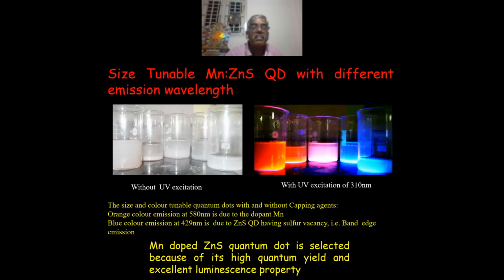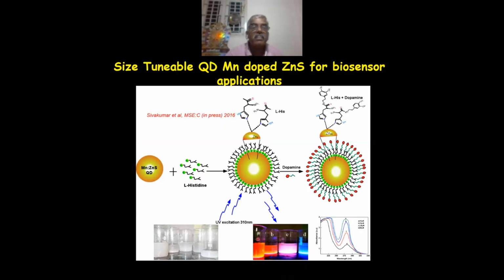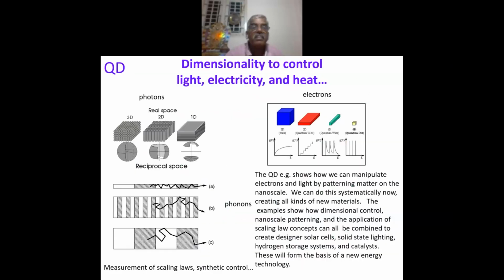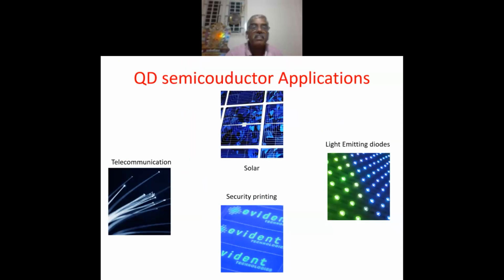You can use it for different purposes. That way, we are prepared for the particular biosensor application. We use quantum dots with attached histidine, and from that we have detected dopamine, one of the compounds. So this way, the dimensionality controls the light, electricity, and heat, you see. So this way, a wide range of applications exists.